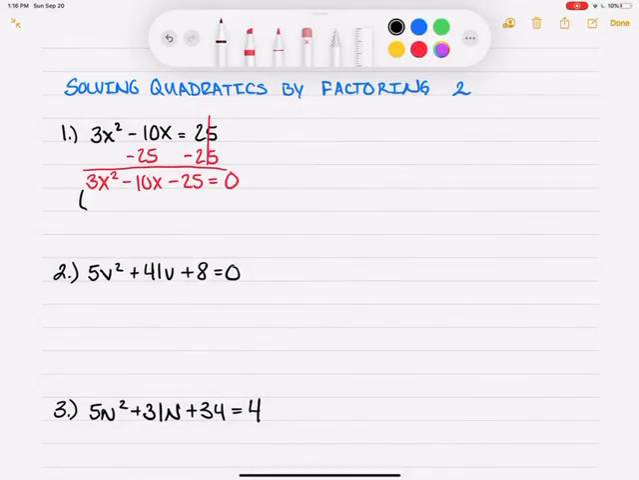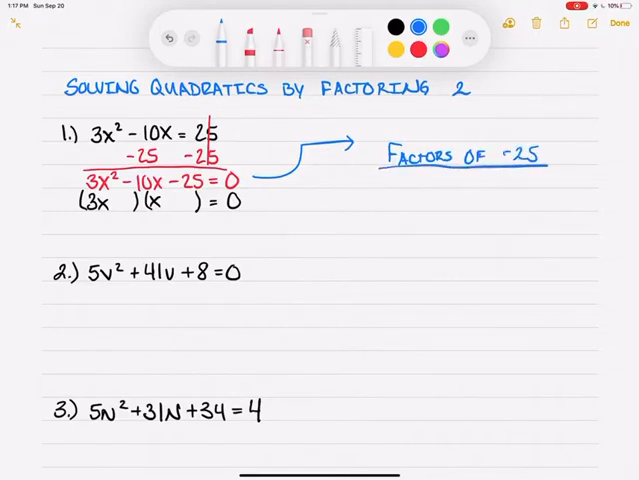So now that the right side of my equation equals 0, I'm going to break this down into a binomial, because I'm going to factor. 3x squared can only be broken down as 3x and x. I need to look at the factors of negative 25. So the factors of negative 25 are going to be negative 1 and 25, 1 and negative 25, negative 5 and 5.